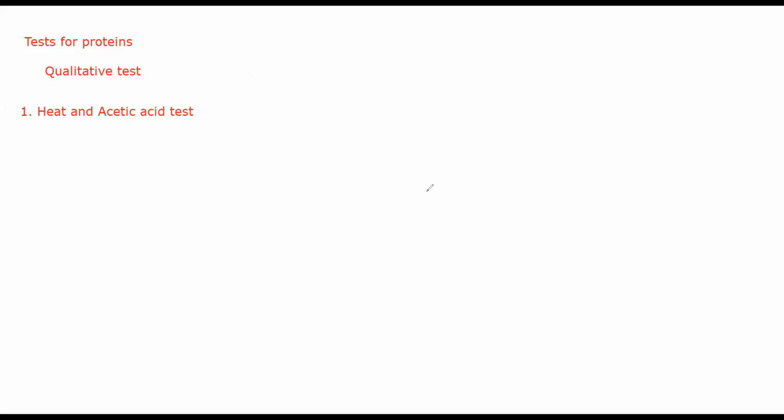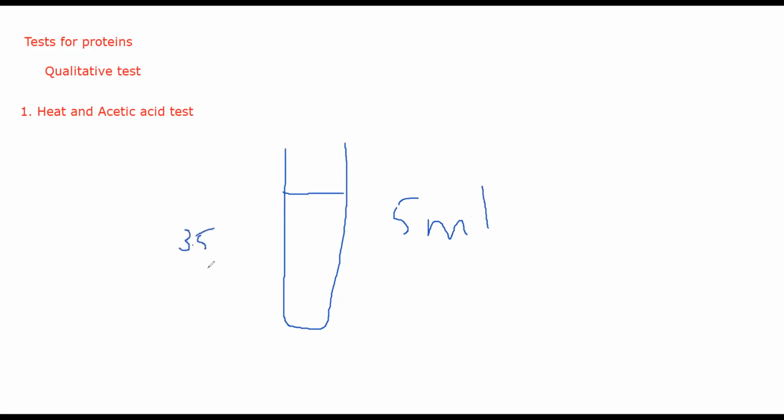This we already know. So what you do is, you take a 5 ml test tube, and in this test tube you will fill urine, almost 2/3 of the test tube, around 3 to 3.5 ml. Now once you have added urine, you will test the pH of the urine.